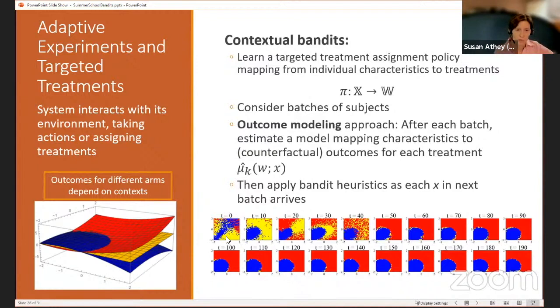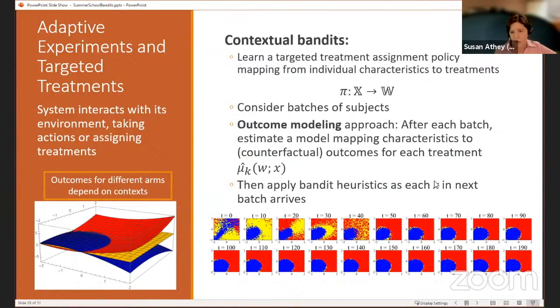And what I've pictured on the right is what happens to the allocation of units as we go through different batches. In the beginning, after gathering just a little bit of data, we allocate according to this picture. Then in the second picture, we think that the yellow arm is best, so we allocate the yellow arm a lot of the time. Then as we move on, we start learning what the best policy is, which is to have blue in the low region and red in the high region. So that's kind of how this works.